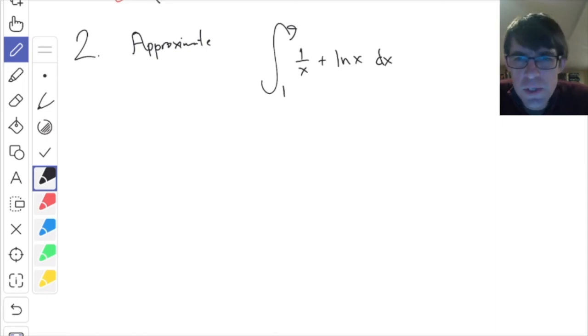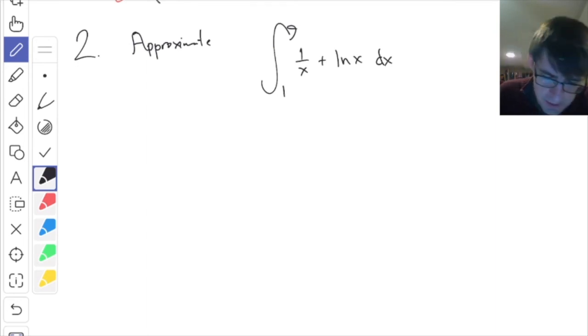So you'll see what I mean. The fact that there's an ln there really doesn't matter at all. It doesn't make it harder or anything. That's one nice thing about these. In definite integral approximations, what the function is doesn't really matter at all, how complicated it is.